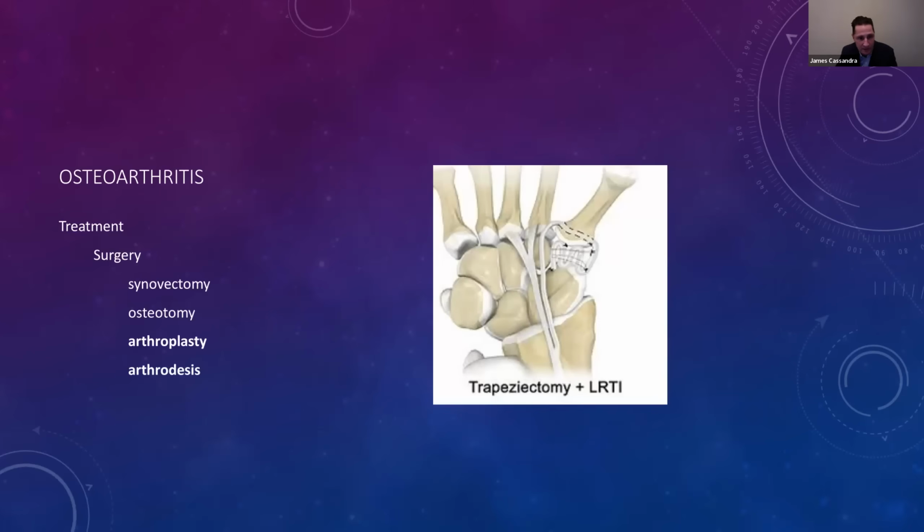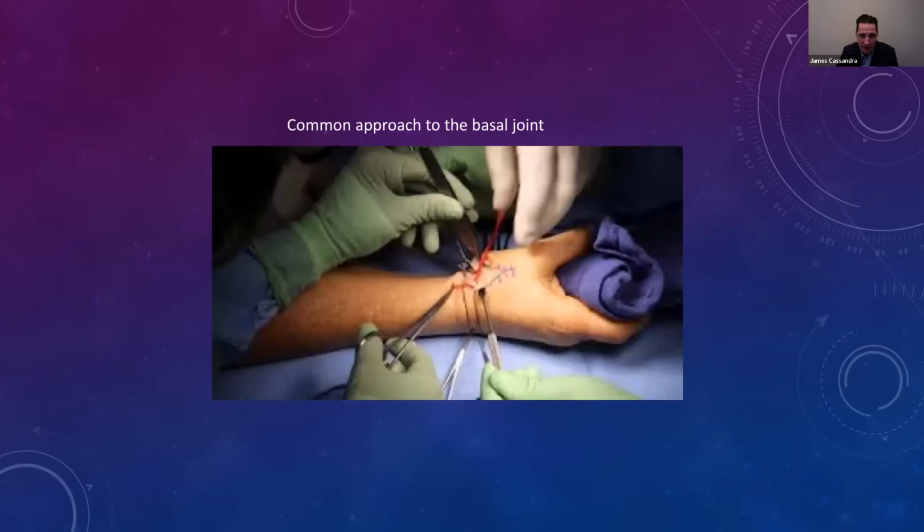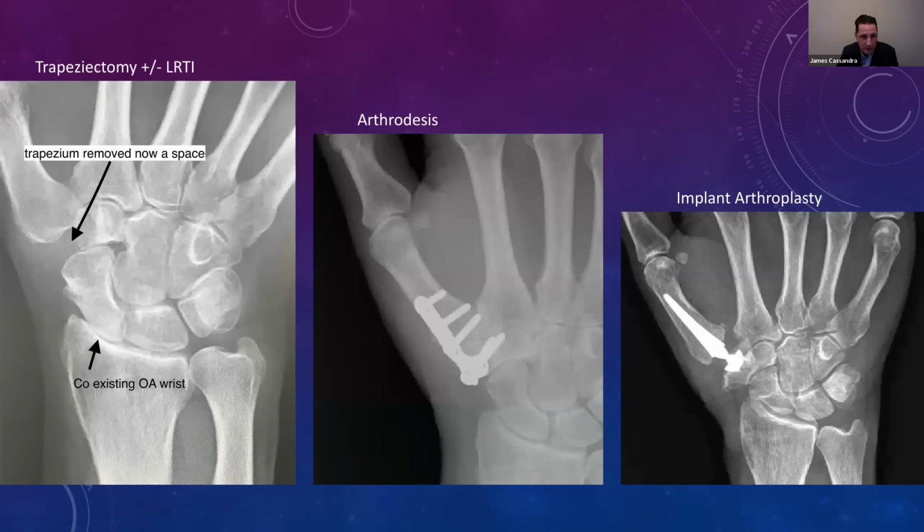Surgical treatments. There are many types of surgical treatments. Things to consider: synovectomy, osteotomy, maybe in earlier stages of arthritis. As arthritis is worse, we start thinking of arthroplasty or arthrodesis. Here's a common approach to the basal joint. And then here are some examples of radiographic changes on x-rays.